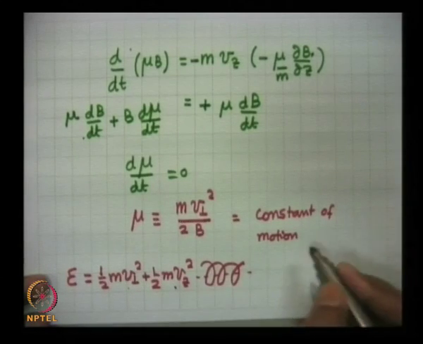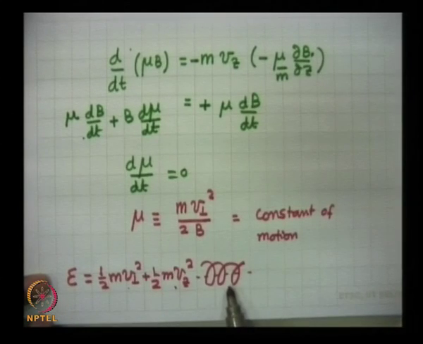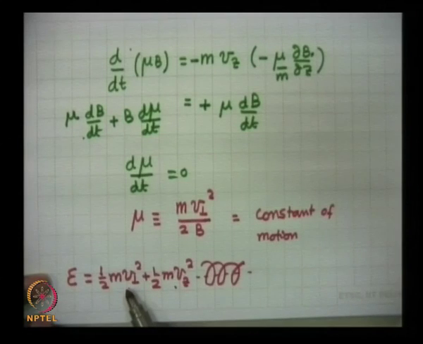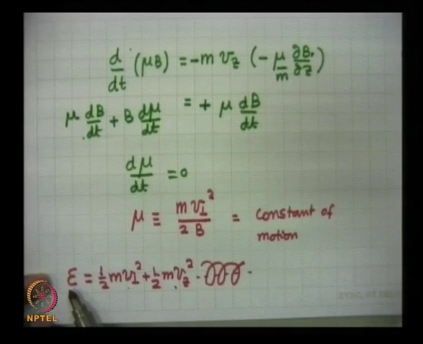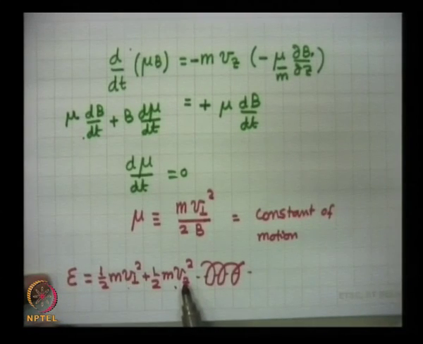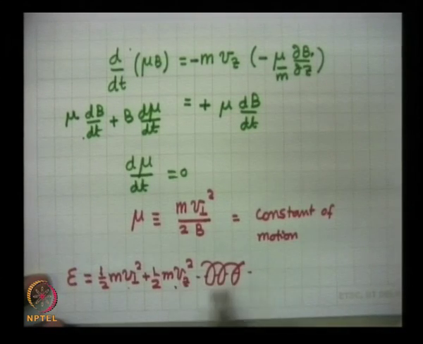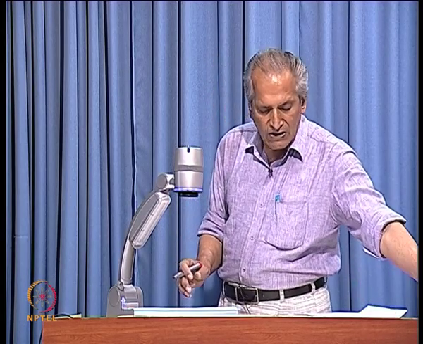So, these two important constants, mu and E, tell us that whenever an electron travels from the center of the mirror machine towards the throat, its B will increase, hence V perp will increase, and when V perp increases, Vz must decrease so that E remains constant. And it is possible, if V perp is quite large in the beginning and Vz is small, that Vz decreases to 0 somewhere, and beyond that point the electron or ion will not travel.